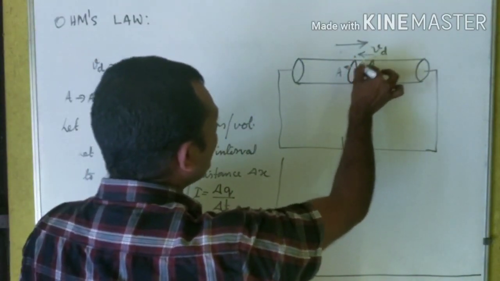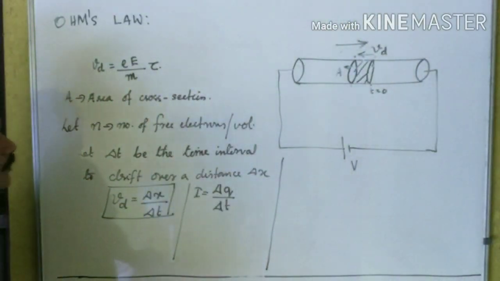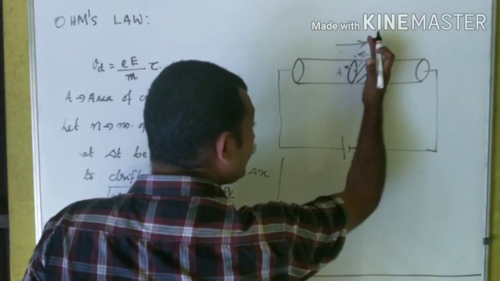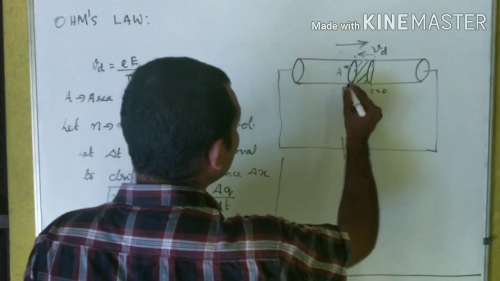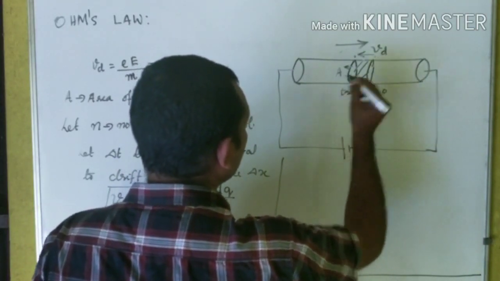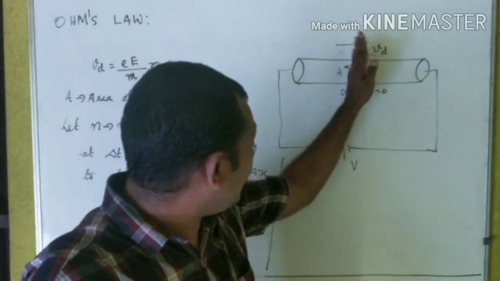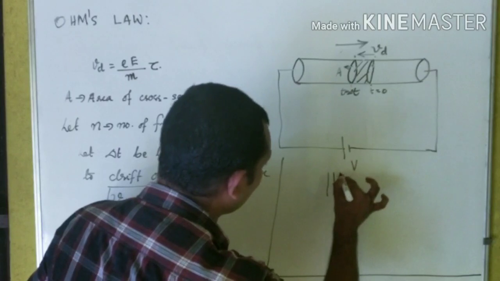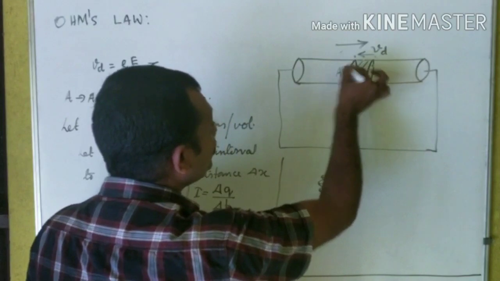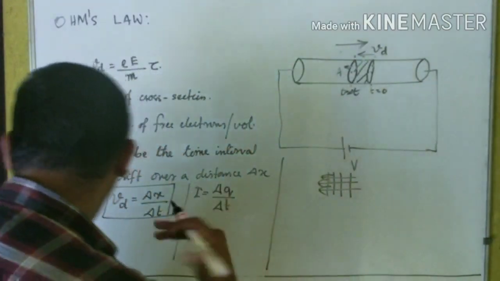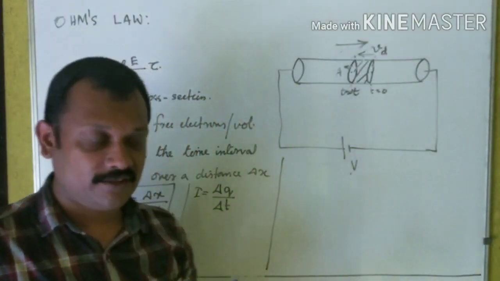Now my question is, how many electrons will be there in the region marked here in that time? Those electrons which have reached here at time t equal to 0 will be reaching here at a time t equal to delta t. Then one set of electrons is here, another set is here, just like the way electrons are moving from this cross section to this cross section. So I want to find out the number of free charge carriers in the shaded region.